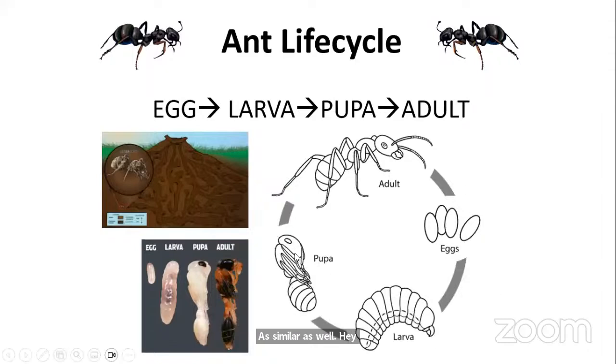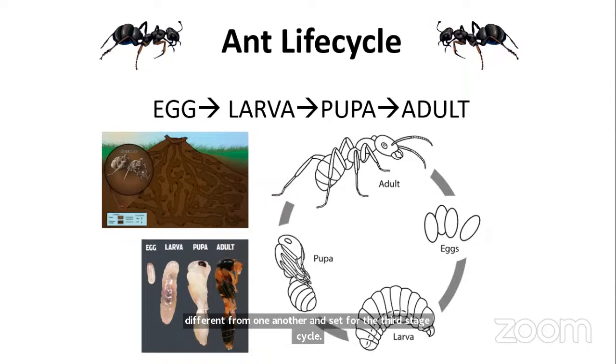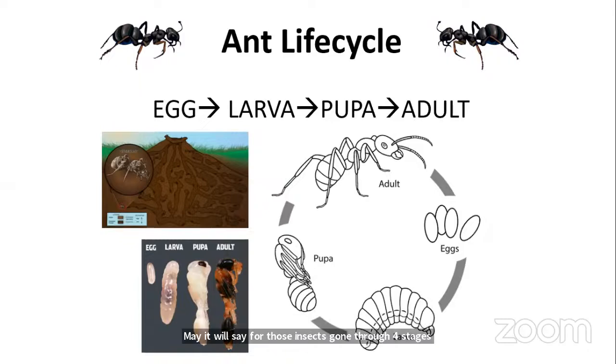The pupa has something similar to an adult ant, but it's still somewhat different. So for insects, every stage of the life cycle is different from one another, except for the 3rd stage. Meaning to say, for those insects that go through 4 stages like egg, larva, pupa, adult, they are mostly different. As you can see in this picture, the egg of the ant is here, larva, pupa, and adult.